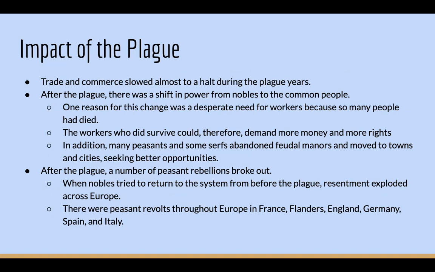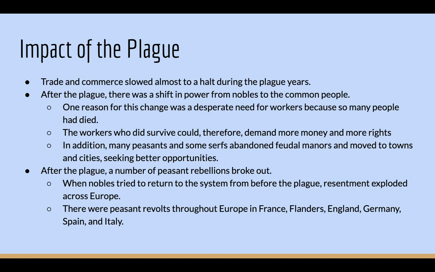So, the impact of the plague on feudalism. Trade and commerce slowed almost to a halt during the plague years. After the plague, there was a shift in power from nobles to the common people. One reason for this change was a desperate need for workers because so many people had died. The workers who did survive, therefore, could demand more money and more rights. In addition, many peasants and some serfs even abandoned their feudal manors and moved to towns and cities because they were seeking better opportunities. This led to a weakening of the manor system and a loss of power for those feudal lords.